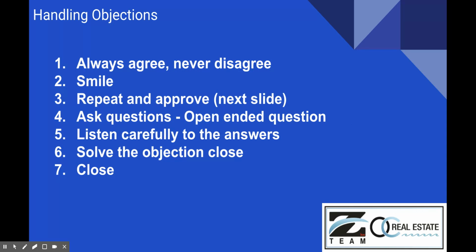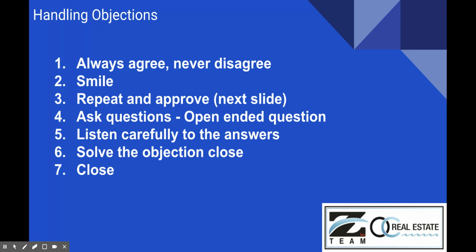Mr. For Sale by Owner, my team and I sell homes for 102% of the sales price. The average real estate agent in our market sells them for 97%, and the average For Sale by Owner sells them for 93%. If I could save you time, energy, and money in this process, would you be willing to meet with me this week, or would this weekend be a better time for you? So I'm just solving their objection, and then I'm closing for the appointment.